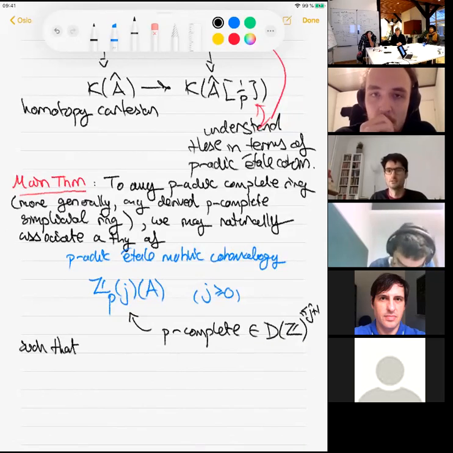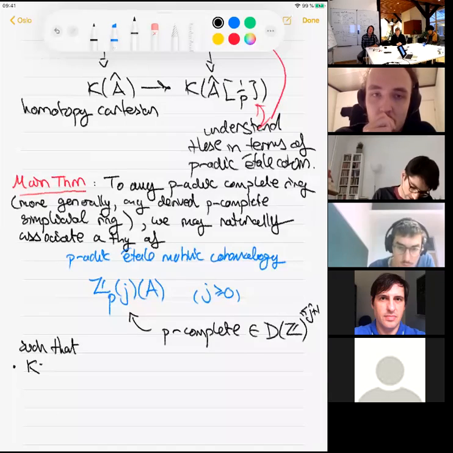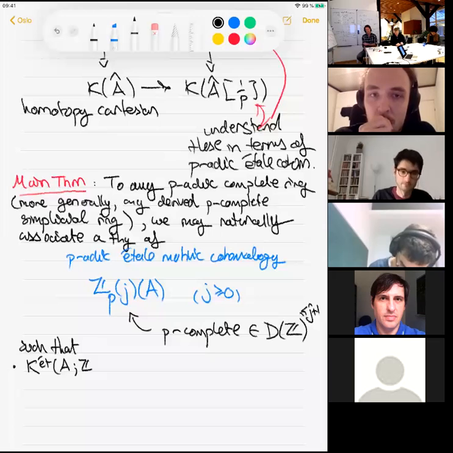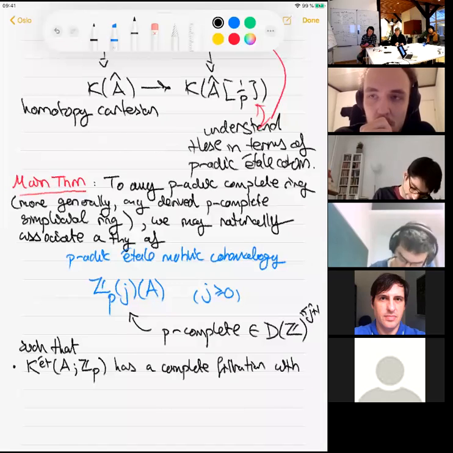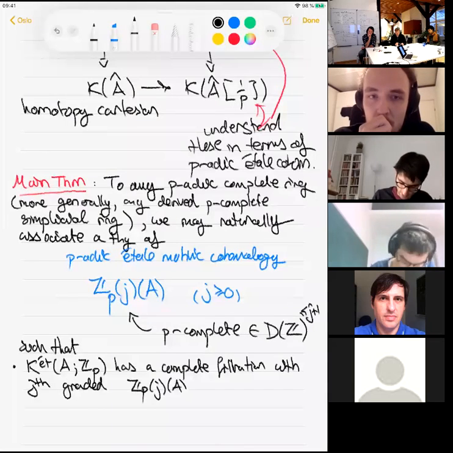Such that many of the properties that we saw for étale cohomology away from the characteristic have good analogs here. So the étale K-theory, the p-adic étale K-theory now, will carry a complete filtration with jth graded given by this gadget, as usual, appropriately Atiyah-Hirzebruch shifted.